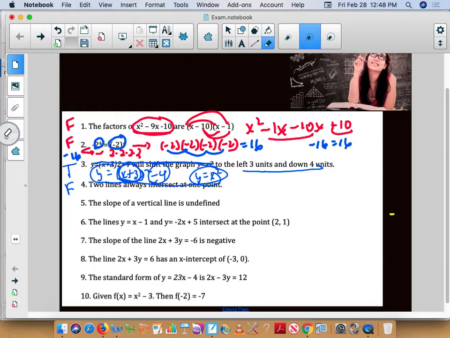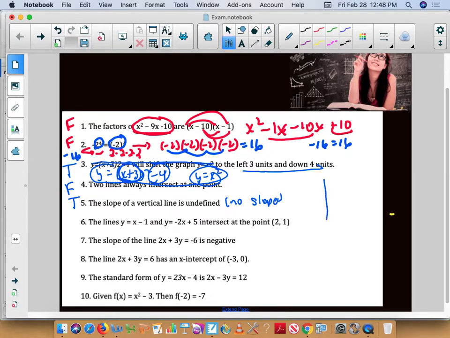Now, number 5, the slope of a vertical line is undefined is true. We also called that no slope. That's different from zero slope. No slope is like this. It's the no hope one. There's no hope. It's undefined. You can't tell me what the slope is because you're falling so far. Okay? There's no hope. Thanks, Susan, for remembering that. No slope, no hope. Okay?